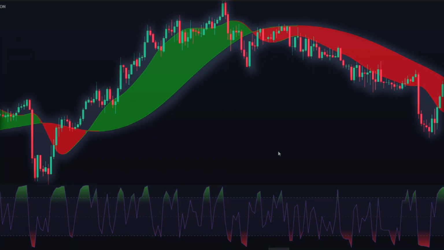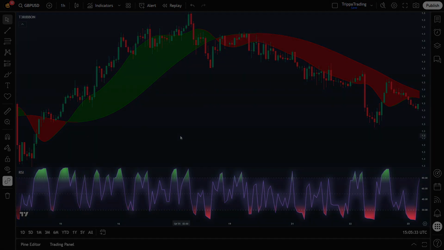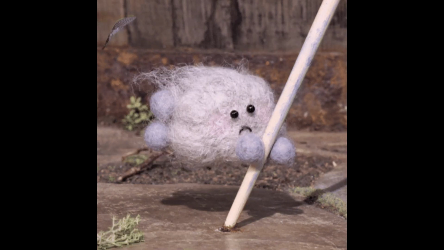If you don't know what it is, think of it as an advanced moving average with a special smoothing algorithm created by Tim Tilson. We'll set it up, add one more indicator, and then I'll show you exactly how to use this combo to find high probability buy and sell setups. Just stay with me till the end so you don't miss any rules.